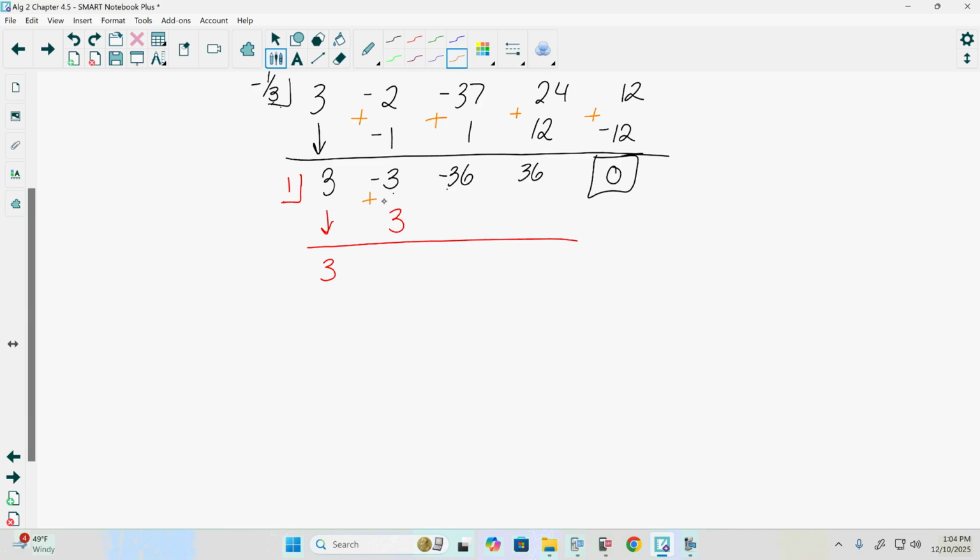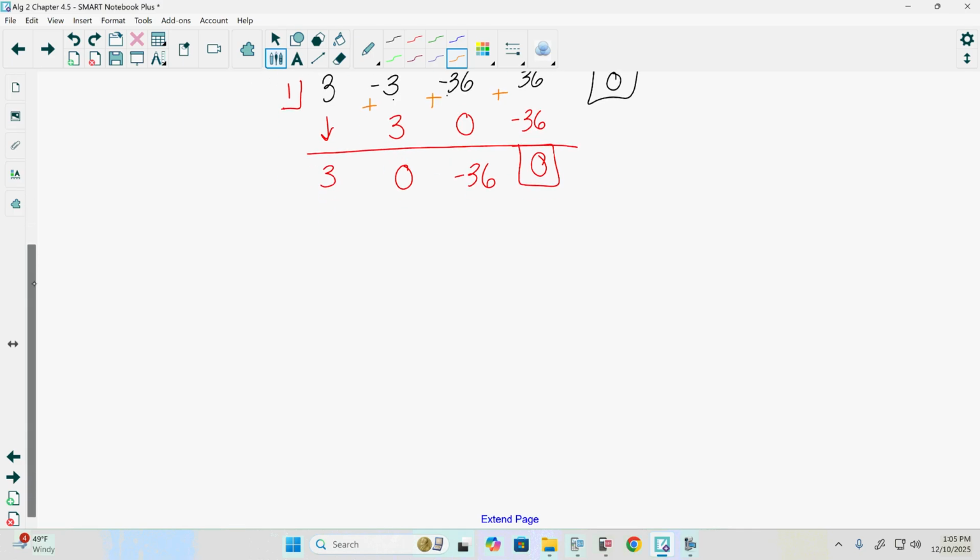-3 plus 3 is 0. 1 times 0 is 0. -36 plus 0 is -36. 1 times -36 is -36. And 36 plus -36 is 0. And we should expect it to be 0 because both of these are solutions.